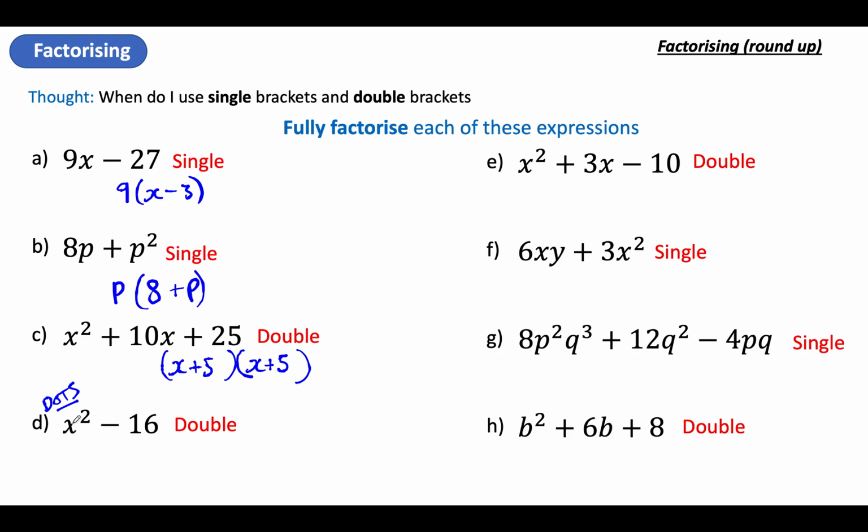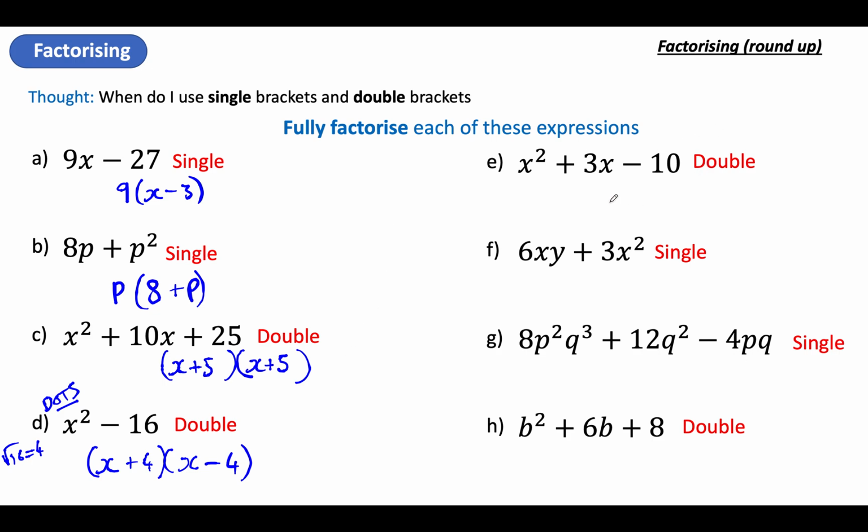Difference of two squares. X squared is a squared number. 16 is a square number, and it's minus. You've got to spot these ones. You do the square root of 16 and find out what that is, which is 4. And you put the letter plus that number. You put the letter minus that number.